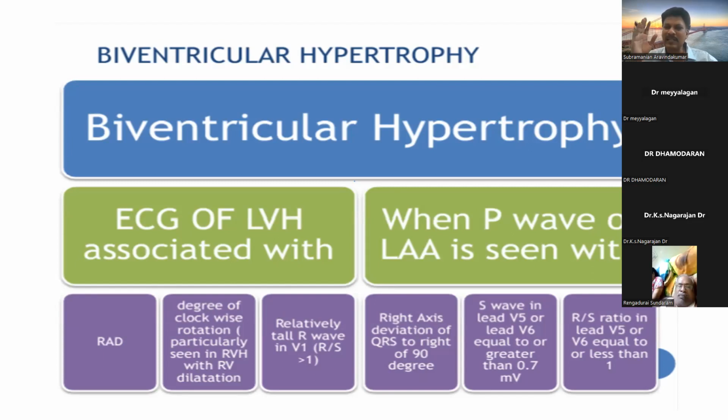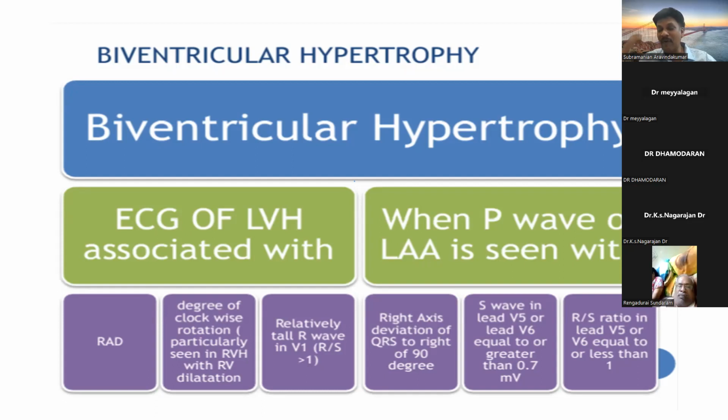Likewise, when there is RVH with left axis deviation, think about biventricular hypertrophy. LVH with right axis deviation, then you have to think about biventricular hypertrophy. It's simple things. And if the patient has both atrial enlargements, think biventricular hypertrophy is also there. So these small additive clues will give you a suggestion of biventricular hypertrophy.